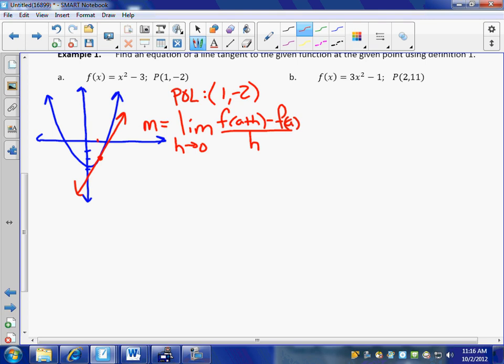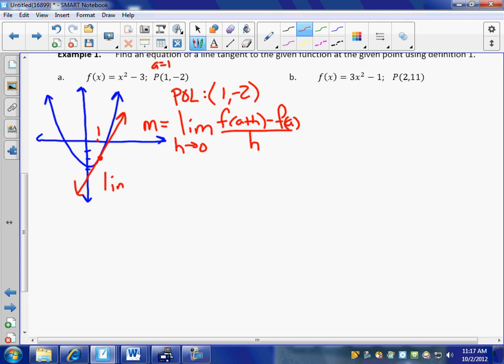What function am I using? x squared minus 3. So what that tells us is we plug in a plus h for x. a is the number that I'm approaching for my x values. What number am I approaching right here? Positive 1. So my a value is equal to 1. All right? So let's plug it in.